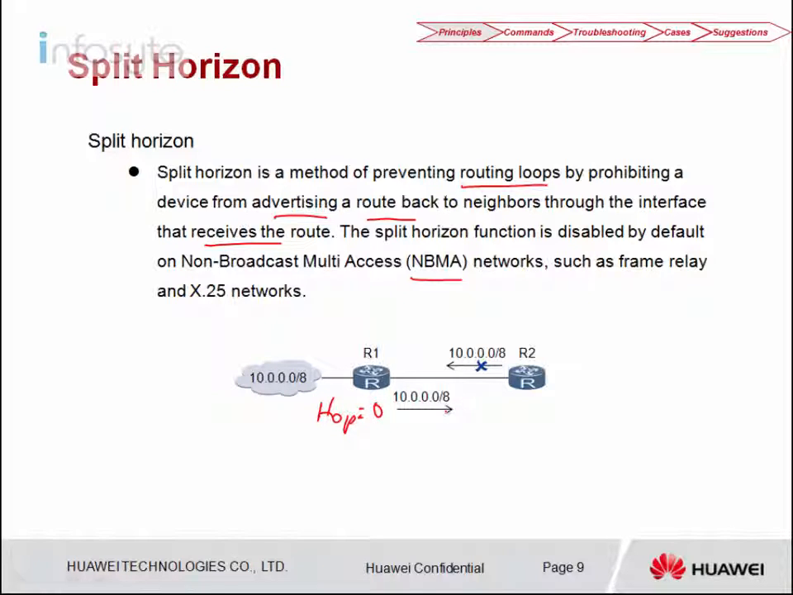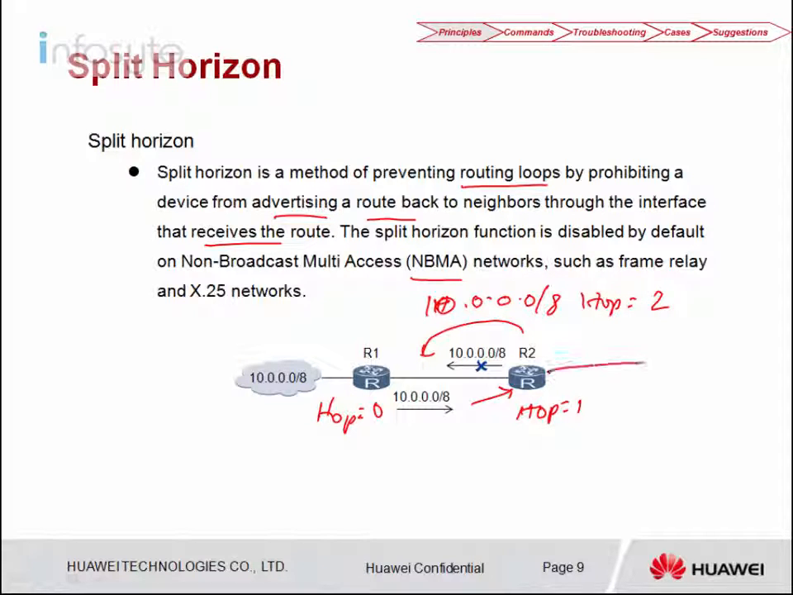Now R1 sends this update to Router 2. When Router 2 receives it, it will see this route with a hop count of 1. Now, let's say the RIP on R2 does not have split horizon. It's going to send this information back to R1, saying, "Hey R1, I have a route to 10.0.0.0/8, and the hop count here is 2."